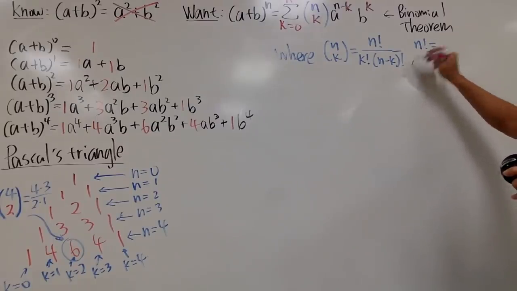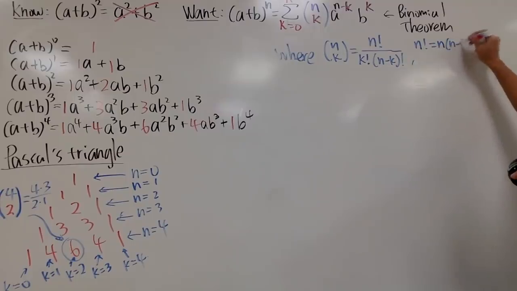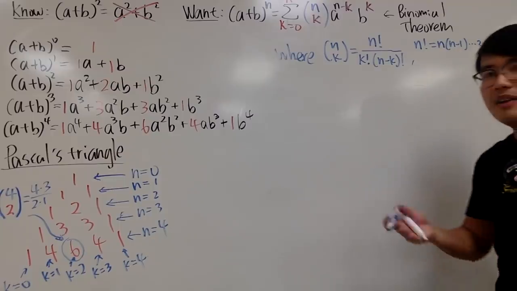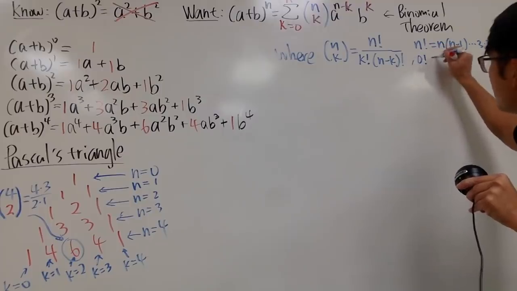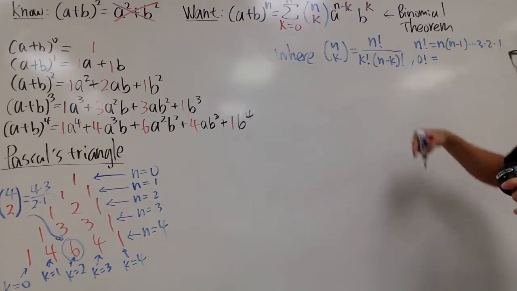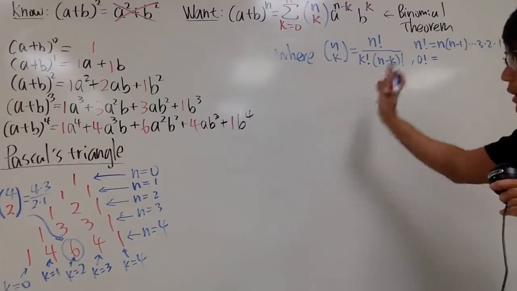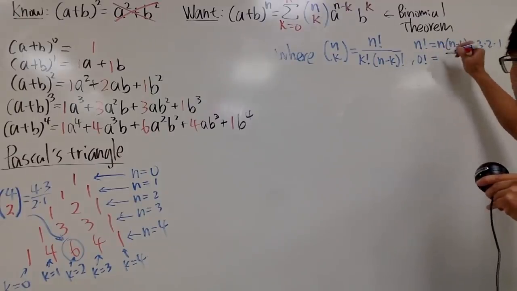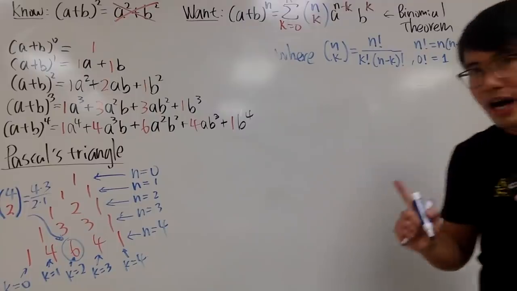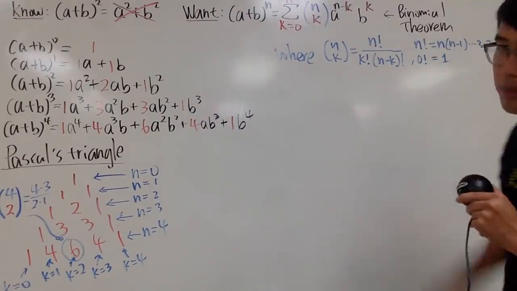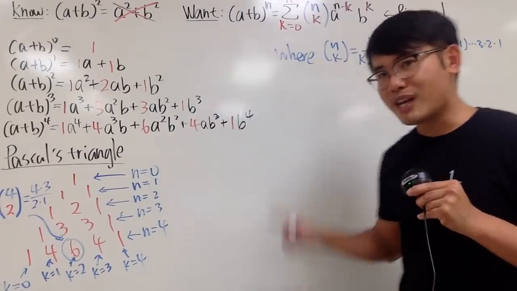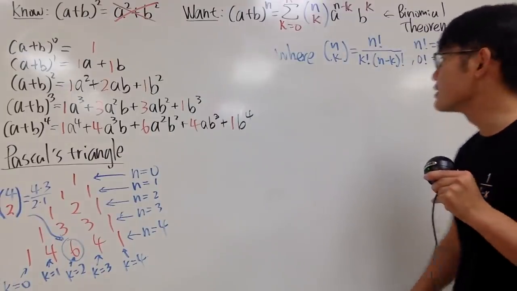When we have n factorial, this is n times n minus 1 times n minus 2 times dot dot dot times 3, 2, 1, right? If n is a positive whole number. And when we have zero factorial, by definition, or by convention for this purpose, zero factorial is equal to 1. And if you want to know more about why, you can check out my other video. I gave you guys 4 reasons for that already, so check that out.